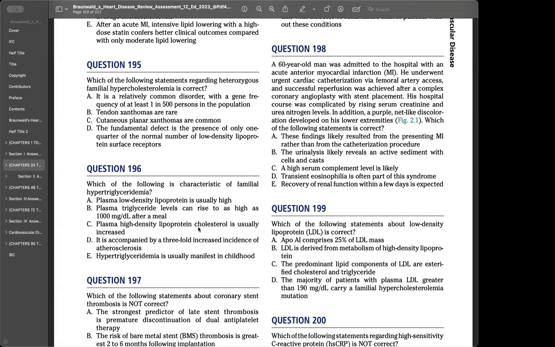It's half of the normal number of low-density lipoprotein surface receptors that is produced by the heterozygous form when compared to the homozygous form. So looking at this question, A is a true statement.